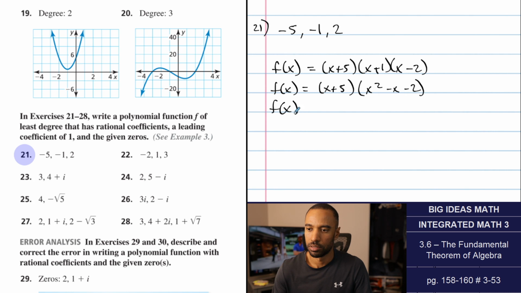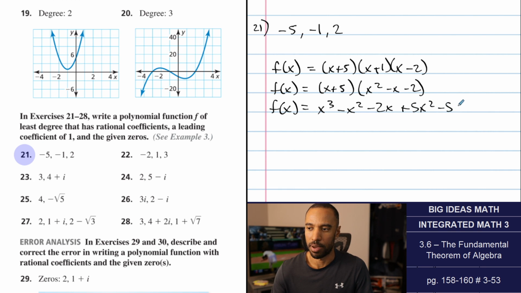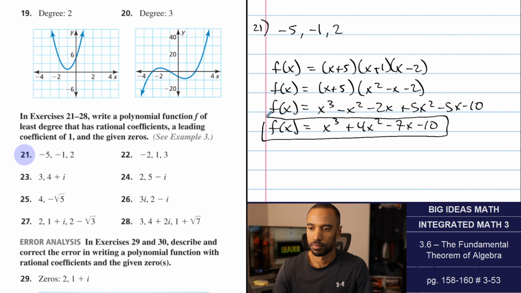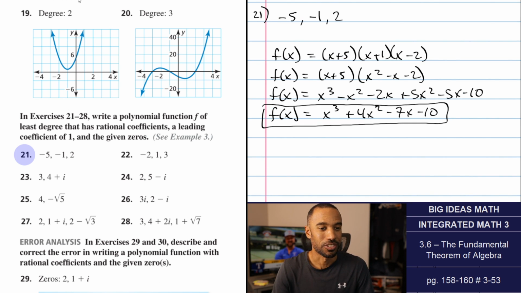Now, distribute the rest. X is going to distribute in these 3. You get x cubed minus x squared minus 2x. Distribute 5 into these 3. You get 5x squared minus 5x minus 10. And we combine like terms, keep it in standard form, y'all. And we get this guy here. Allegedly. I never check on my solutions, so sorry if it's wrong. Okay.